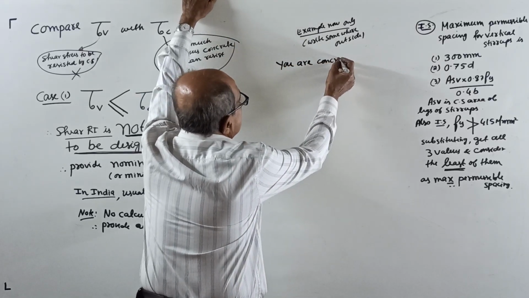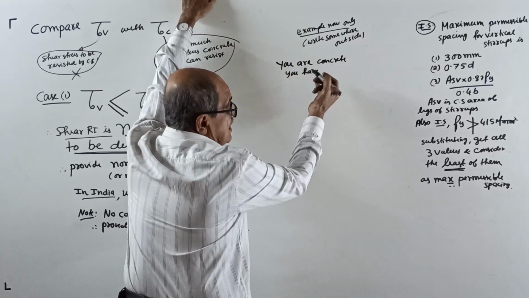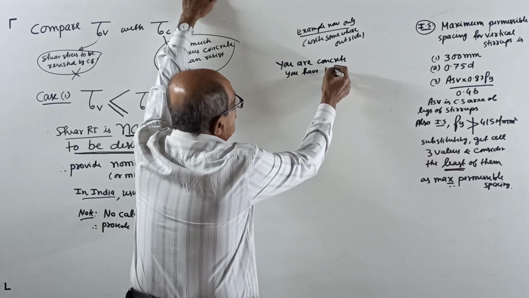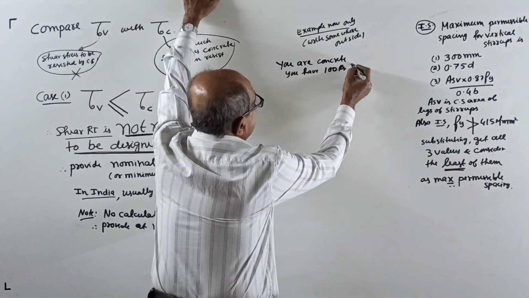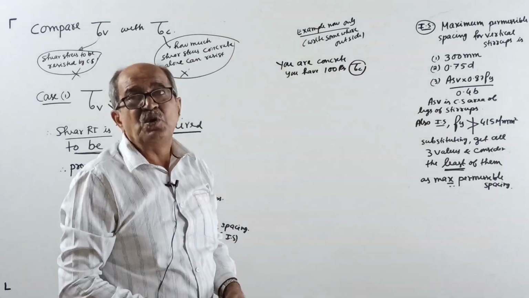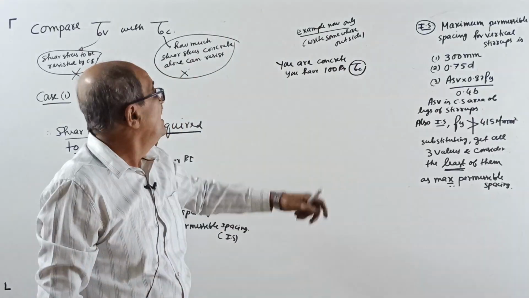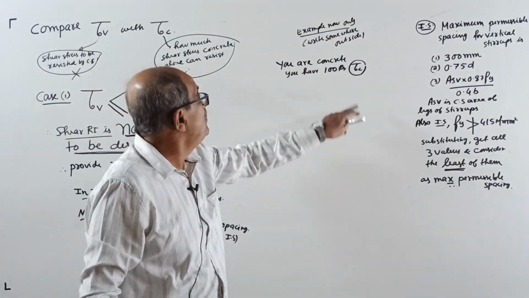Imagine you are concrete. You have 100 Indian rupees, sufficient 100 rupees. This is your tau C. How much shear stress can concrete alone resist? How much money can you alone pay? You have 100 rupees.